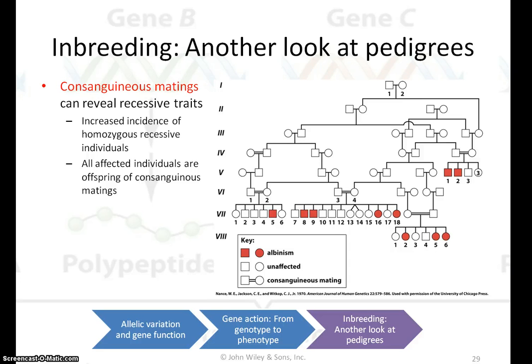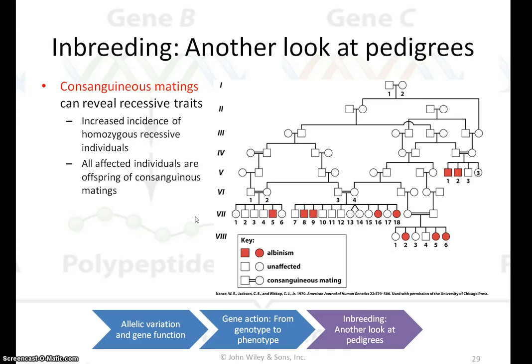Now, these types of matings can reveal recessive traits because you find an increased incidence of homozygous recessive individuals when inbreeding is occurring. And what we notice is that all of these affected individuals here are the result of these consanguineous matings, which are denoted here by these double lines.